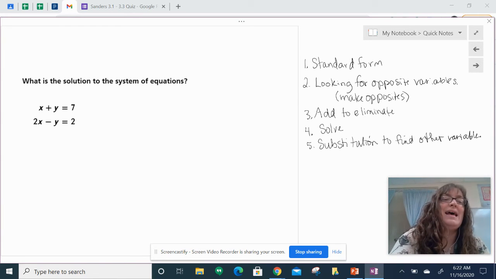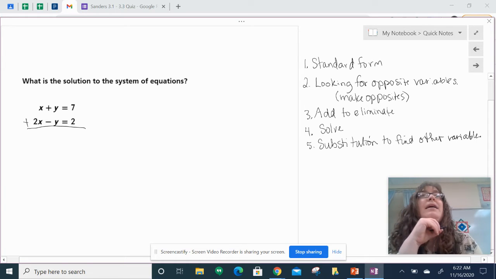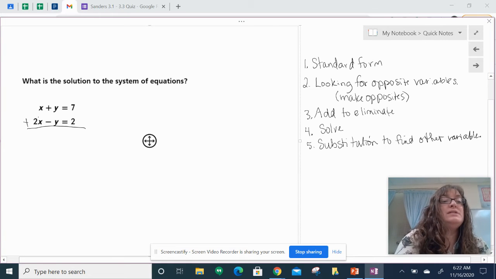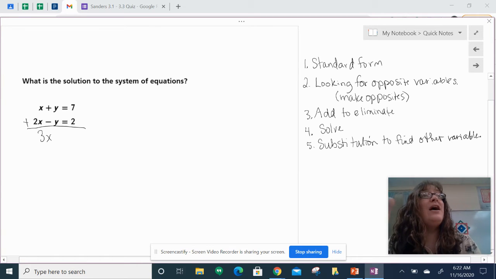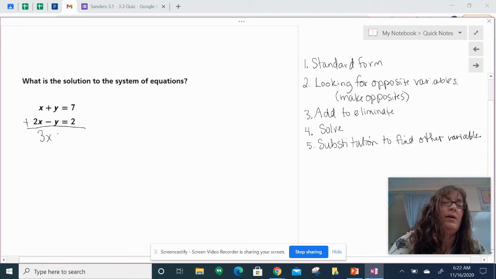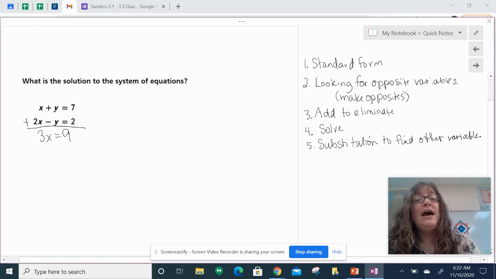And so then it says add to eliminate. I'm going to put a plus sign out here, draw my line, and add these two equations together. An x plus 2x gives me 3x. A y plus a negative y cancels out. That's why I say add to eliminate. We're eliminating one of the variables. And then 7 plus 2 is 9. I've now done step 3, add to eliminate.